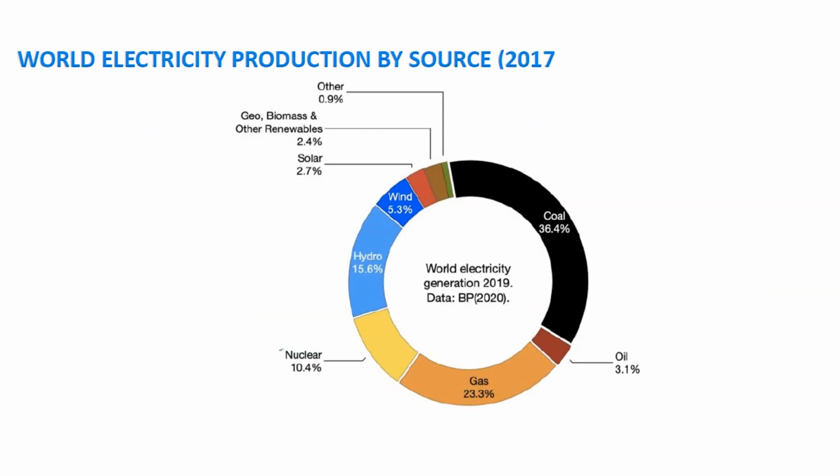And this is the world electricity production by source. As you can see, we still have 36.4% of our energy production, which is dependent on coal, 23.3 dependent on gas, and 15.6 dependent on hydro, 5.3 dependent on wind, and you have 10.4% dependent on nuclear. And you also have other sources such as geothermal, biomass, and other renewables. And only 2.7% of this is in solar energy.